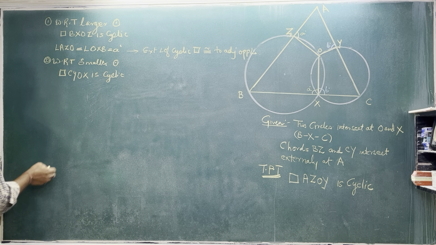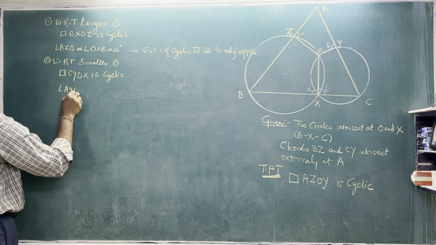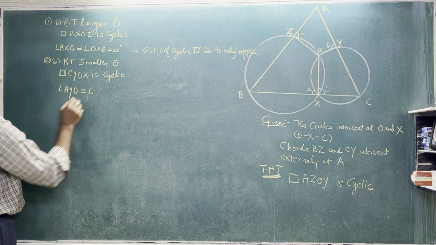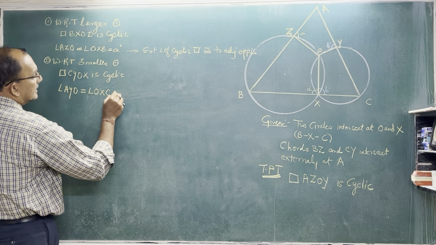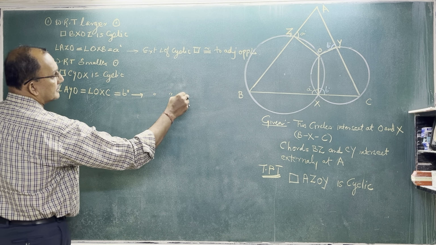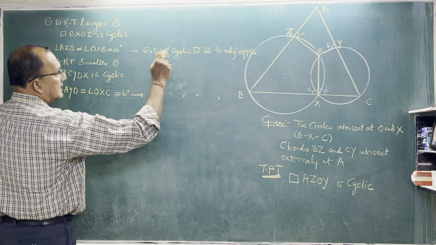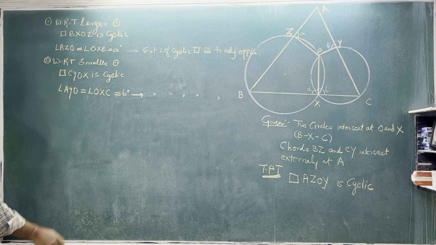Correct? So I will get angle AYO is equal to angle OXC is equal to B degree. Again, the reason is the same. What is that? The exterior angle of a cyclic quadrilateral is congruent to the adjacent opposite angle.